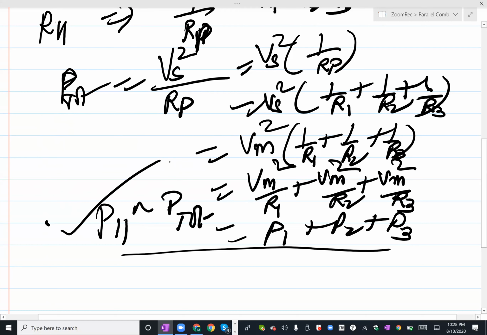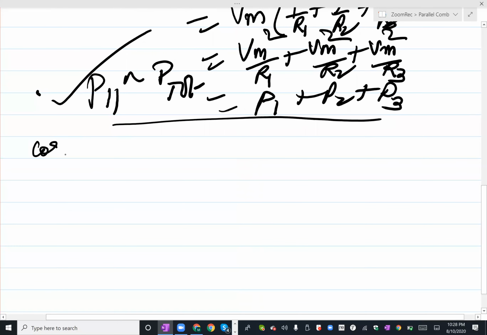What are the specific analyses or corollaries to follow? So, corollary one. To sum it up, when two or more resistances are connected in parallel, the effective total power of the parallel network is the sum of the individual marked powers.